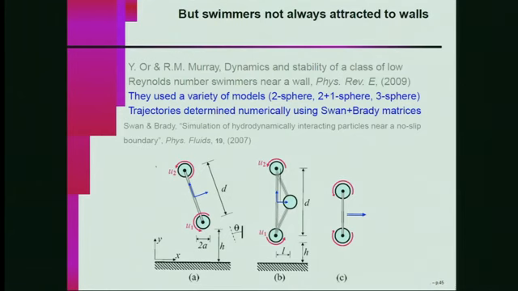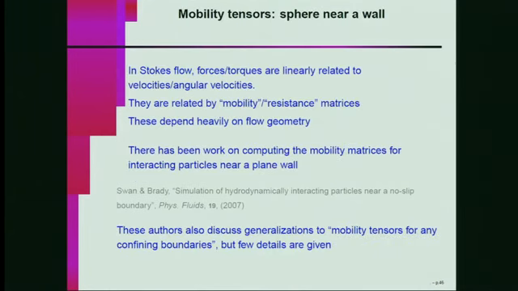And what he did was, I haven't got much time, so I'll rush through this. He used this work. I see John Brady sitting there. You can actually find the mobility tensors, they're called, that relate the forces and torques to the velocities and angular velocities for a sphere near a wall, which is precisely what Or and Murray had.